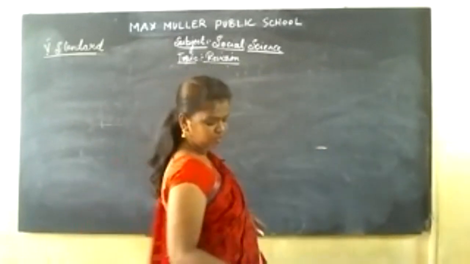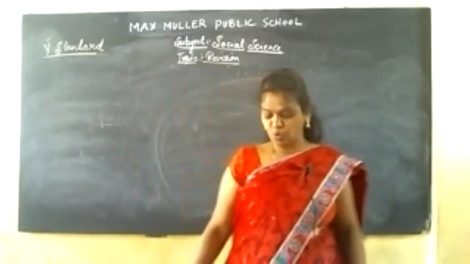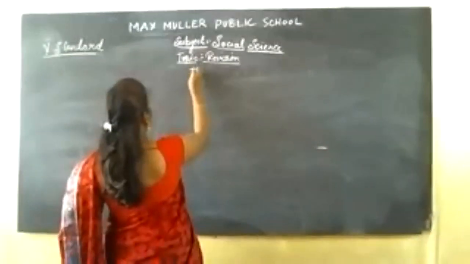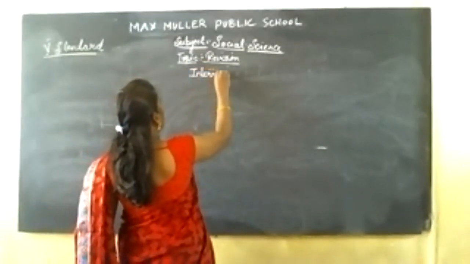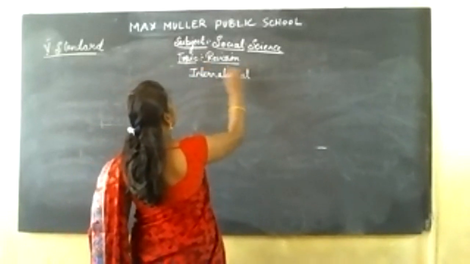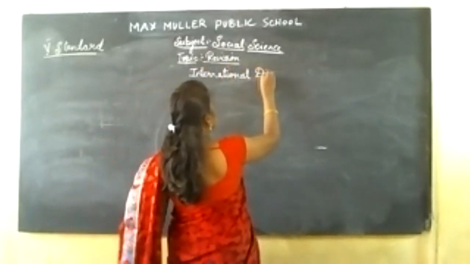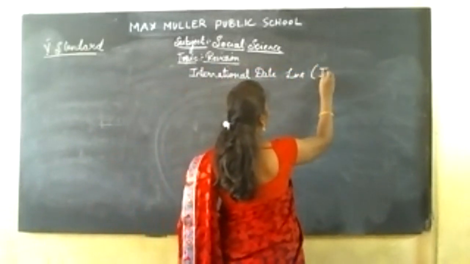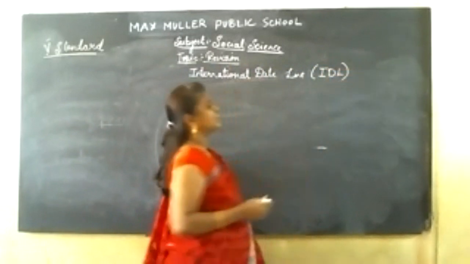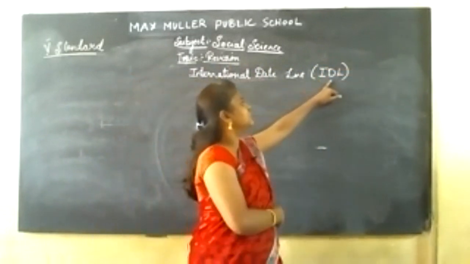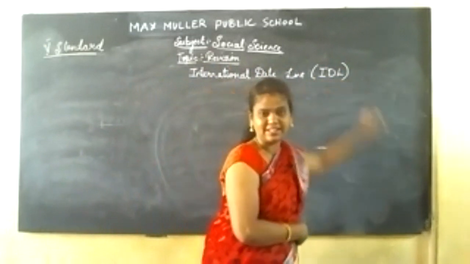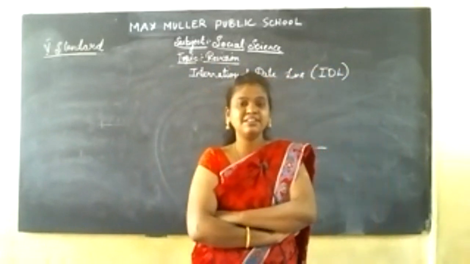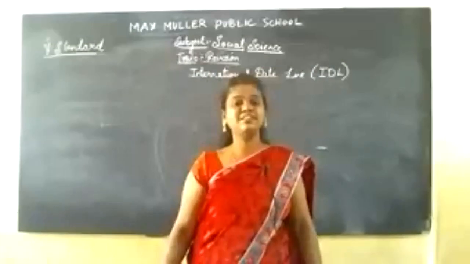So the next one which we are going to learn is the next question. What is the international dateline? It is also called IDL. I for international, D for date, L for line. International dateline. So now which question are they asking? They are asking you, what is the international dateline?